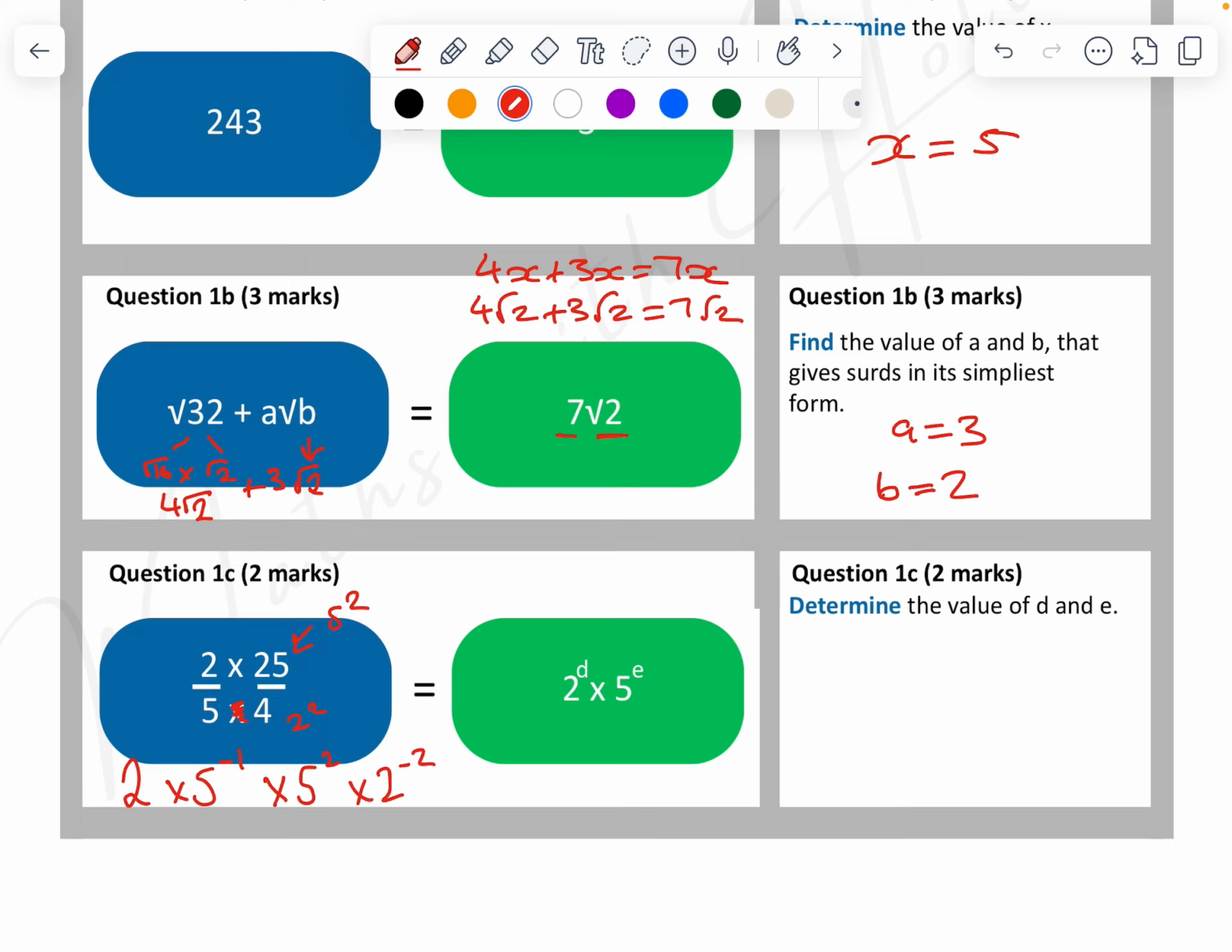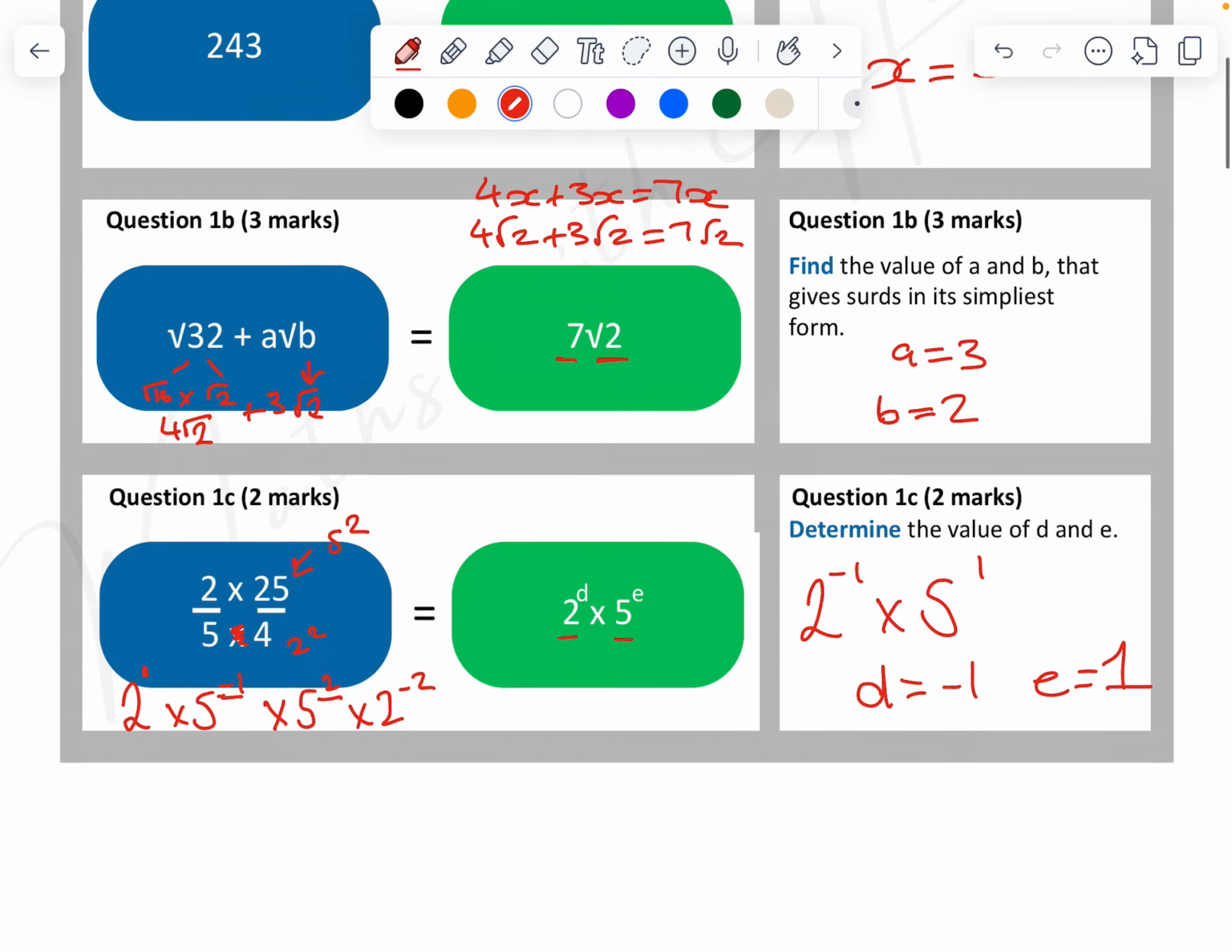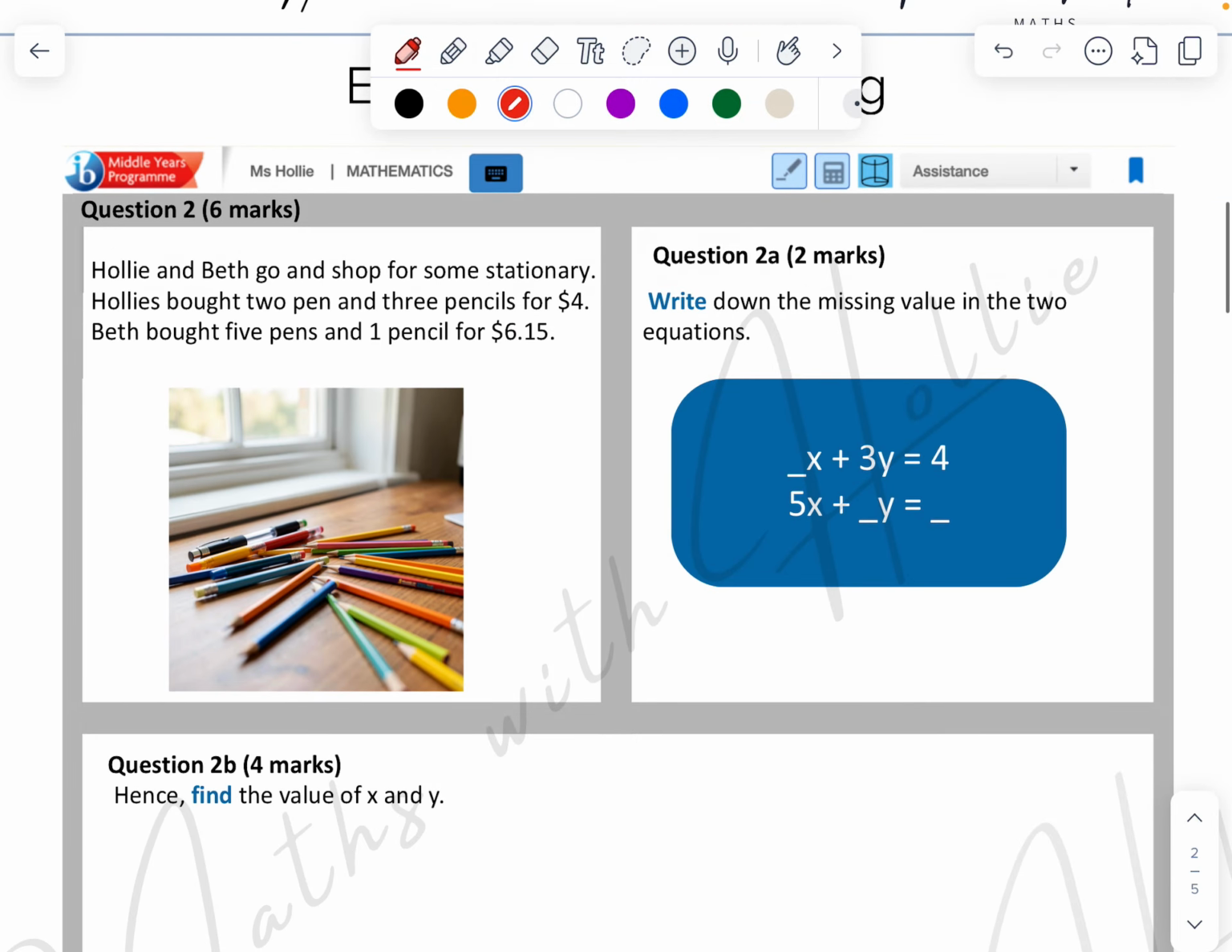So the first thing we have to do is make sure we get our bases as 2 and 5. And then we just add the powers together. So 2 to the power of 1 times 2 to the negative 2, you add the powers. So that's going to be 2 to the negative 1. And then negative 1 plus 2 is going to give you a positive 1. So D is negative 1 and E is positive 1. Nice, easy few marks.